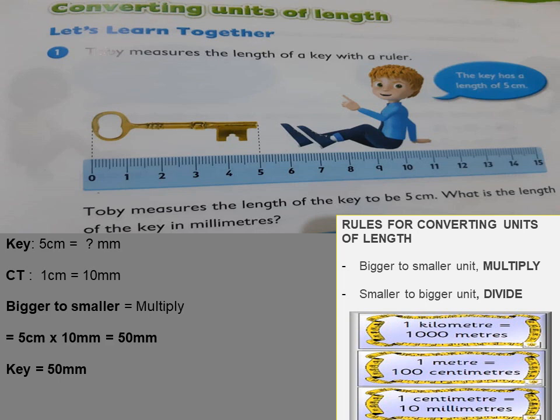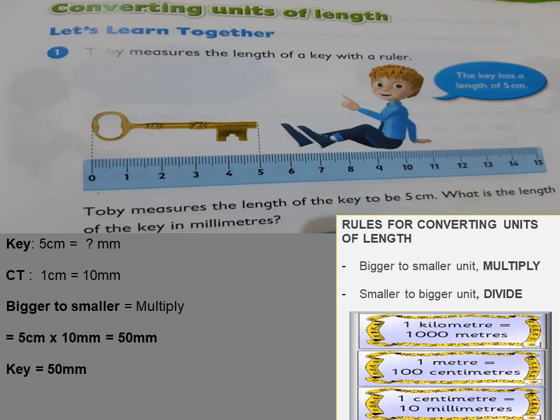Now we have our student book here. You can open your student book, and we have converting units of length. Now let's learn this together. Toby measures the length of a key with a ruler. And of course, his answer is 5 centimeters. Now, what we are expected to do is to convert the length to millimeters, because the question says what is the length in millimeters. The key is 5 centimeters. Now convert 5 centimeters to millimeters.